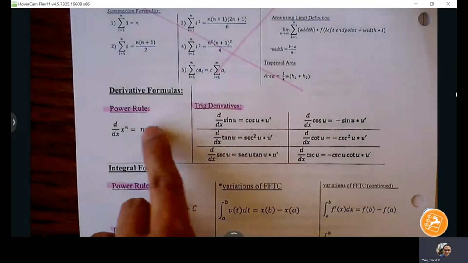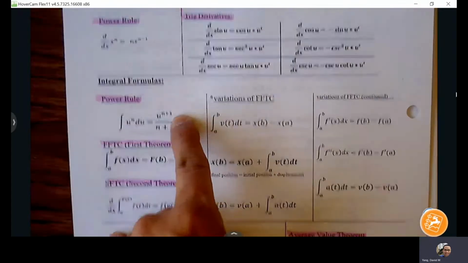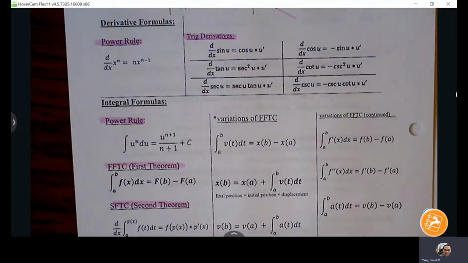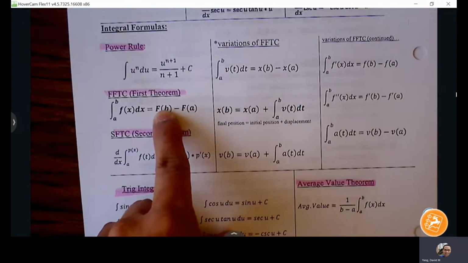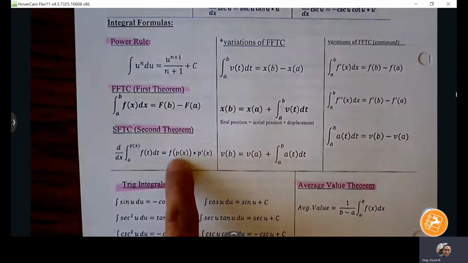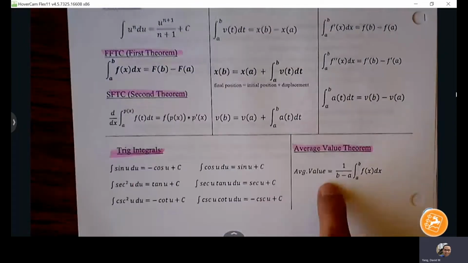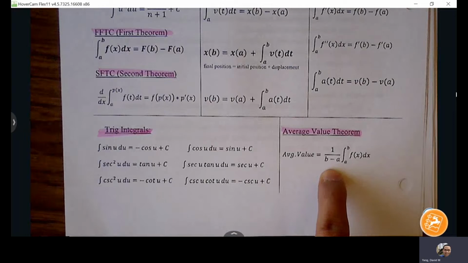So you have to know power rule for derivatives and power rule for integrals, right? For use substitution, you've got to be able to go back and forth. First theorem is just evaluating a definite integral, right? You do power rule and you plug in the upper bound minus the lower bound. We've been doing that a lot. Second theorem, we'll go over that tomorrow. But right now, we're going to practice average value theorem.